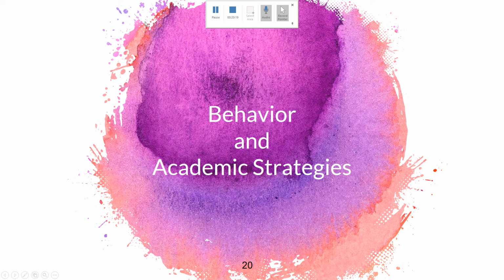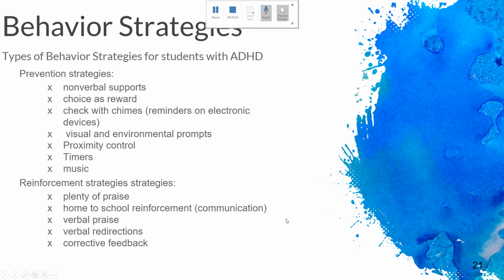So now I'm going to move on to behavior and academic strategies for students with ADHD. For types of behavior strategies, I broke it down into prevention strategies and reinforcement strategies. Some prevention strategies would be nonverbal supports. Give them choice as a reward. I found this interesting. Check with chimes, reminders on electronic devices, so that would be an alarm. You can also use visual and environmental props. Proximity control is also very important. You can use timers, and music is also an excellent prevention strategy for behaviors.